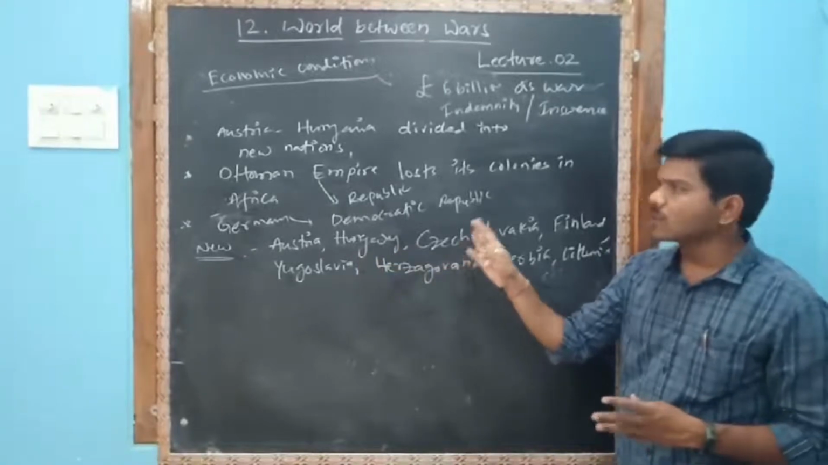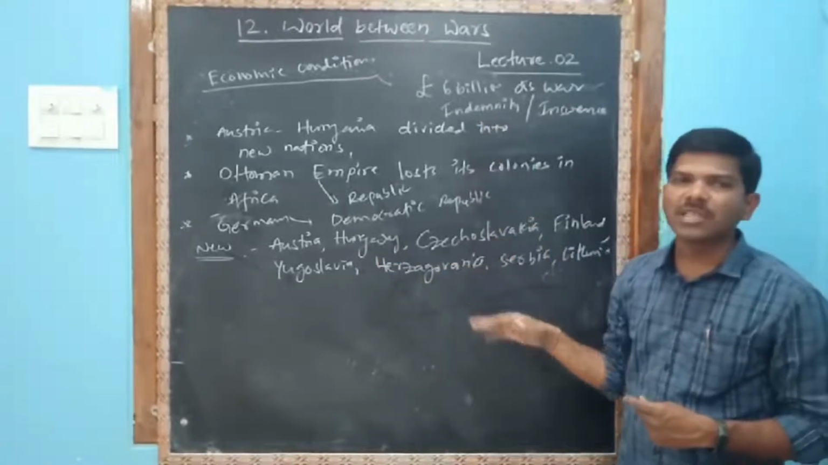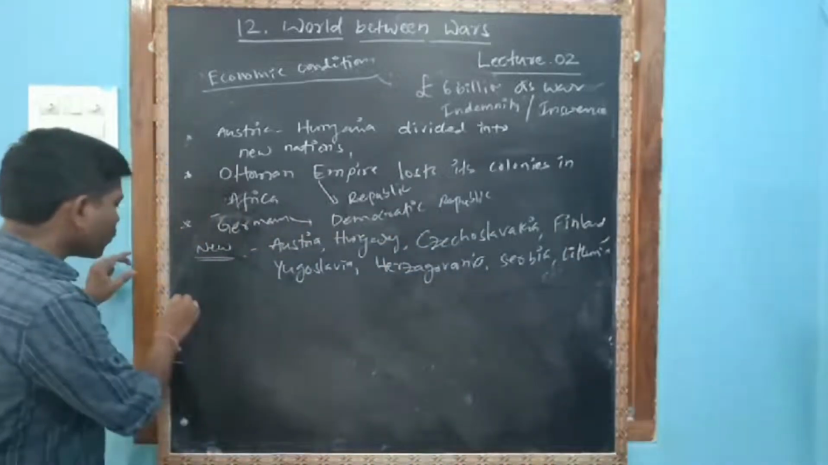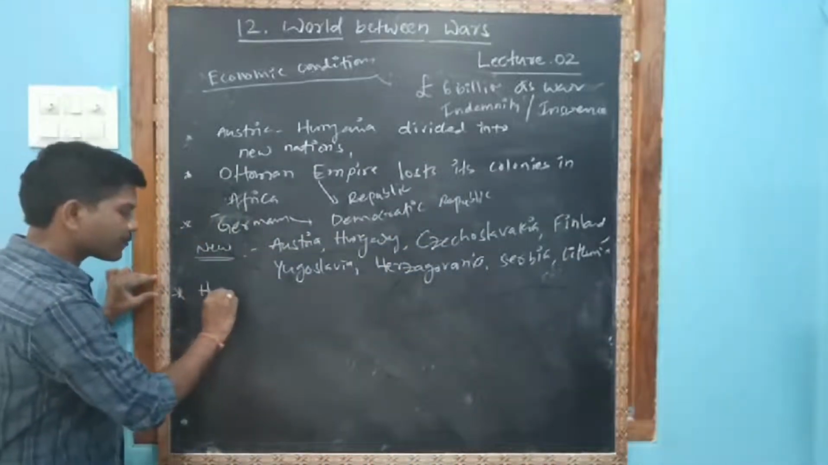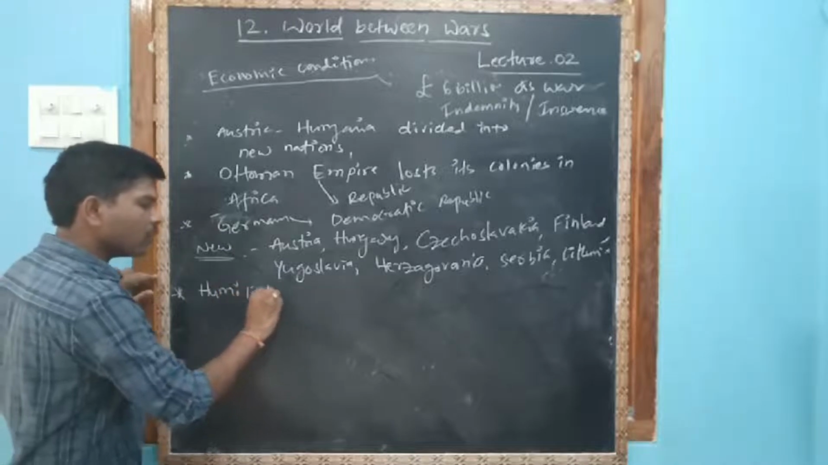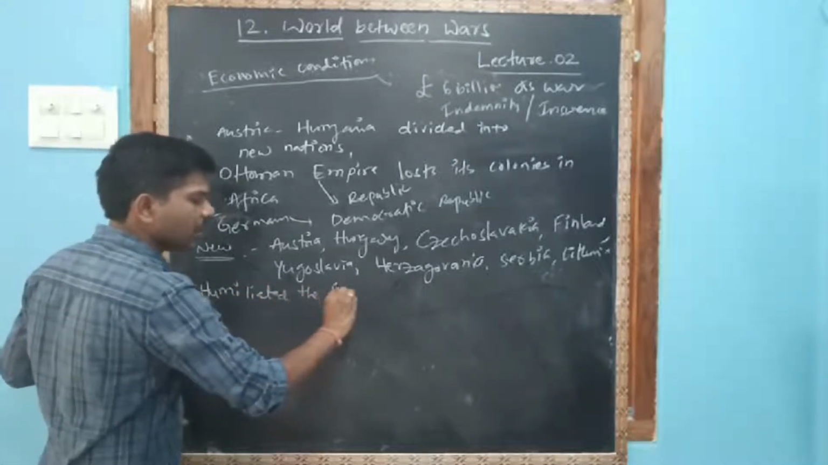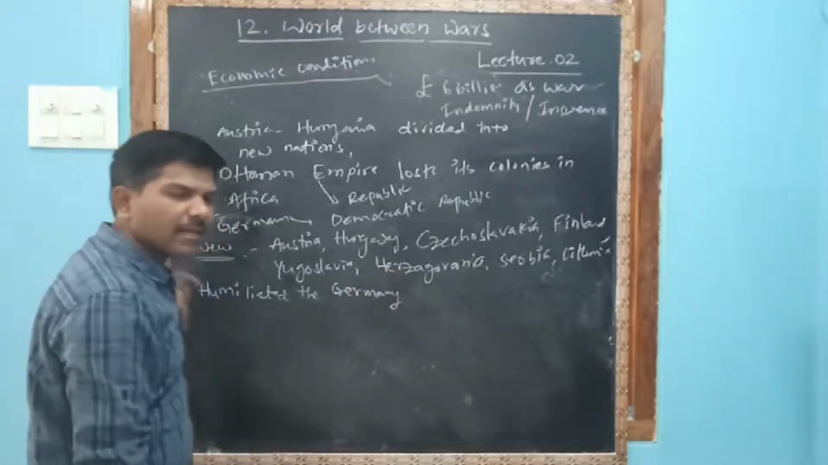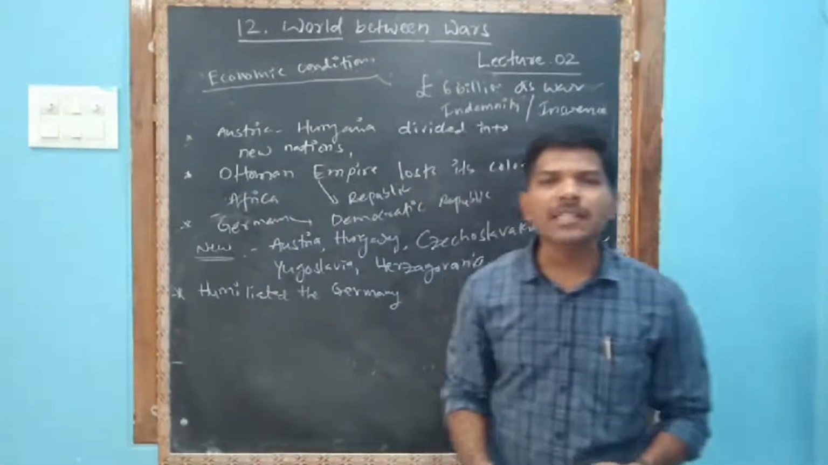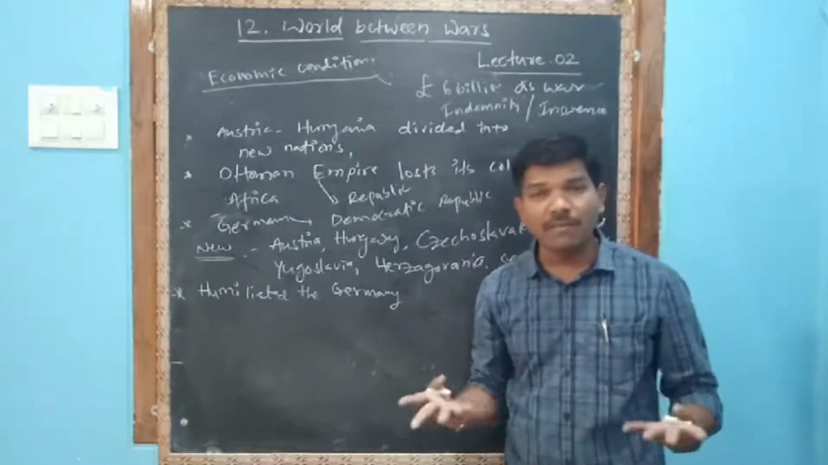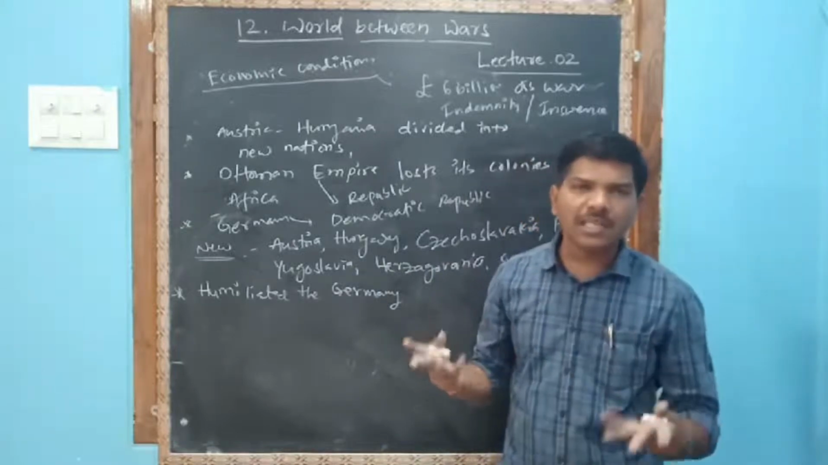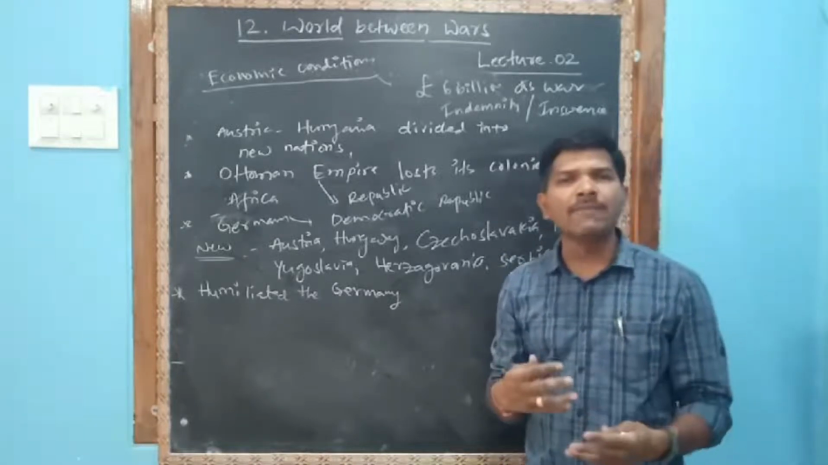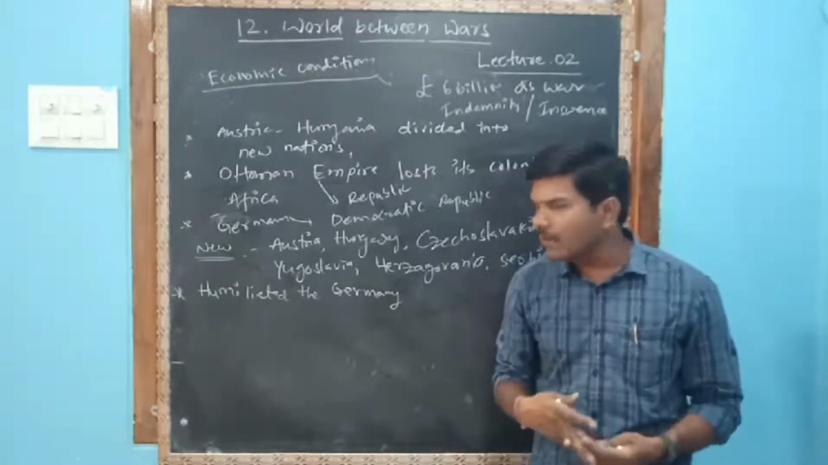Austria, Hungary, Czechoslovakia. So these were also decided in the Treaty of Versailles. The Treaty of Versailles completely humiliated the Germans. Humiliated means Germans were feeling very bad. For example, if we lose against Pakistan in a cricket match, we feel very bad. If we lose to any other country, we also feel very bad. If we lose in a sport or game, we feel very bad.